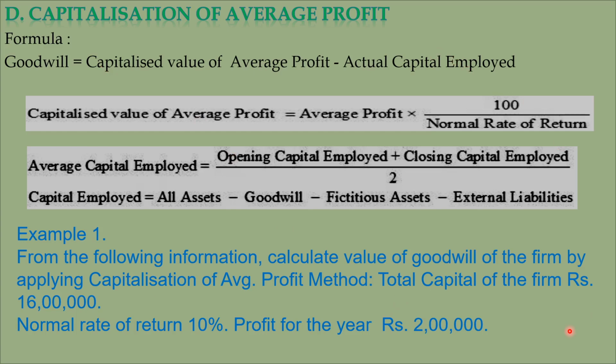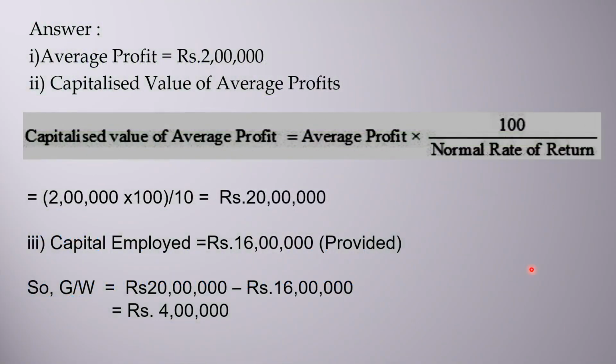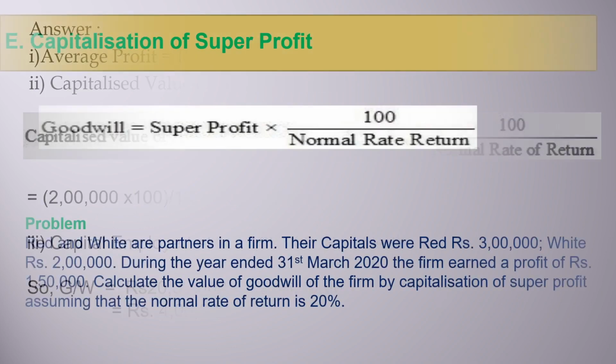It is also simple, not difficult. So here is the solution. Average profit 2 lakh, capitalized value of average profit is 2 lakh into 100 divided by 10, that is 20 lakhs, and the capital employed provided is 16 lakh. Therefore 20 lakh minus 16 lakh, that is 4 lakh, is the value of goodwill.